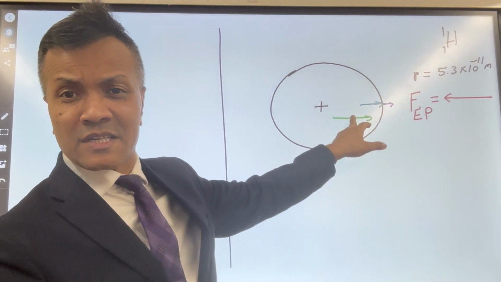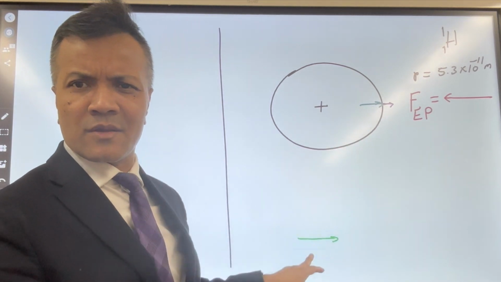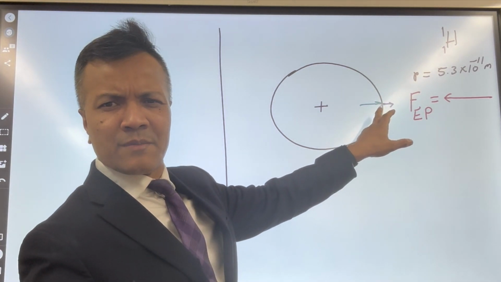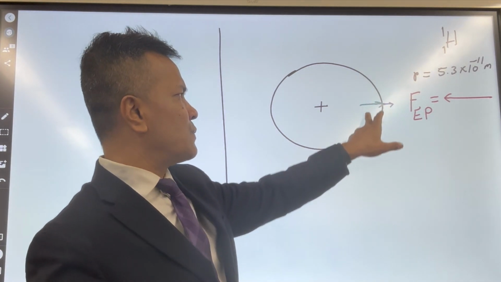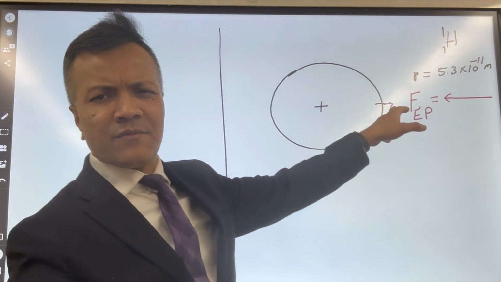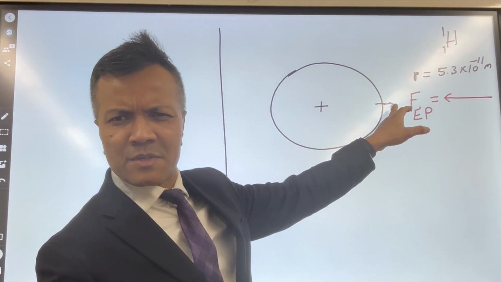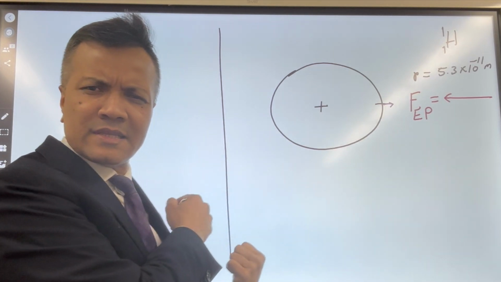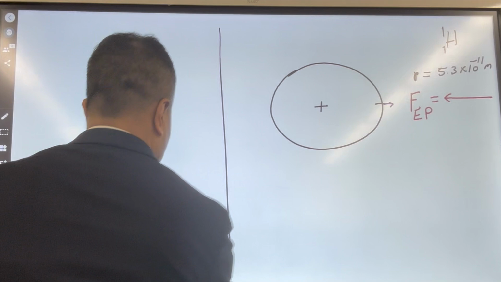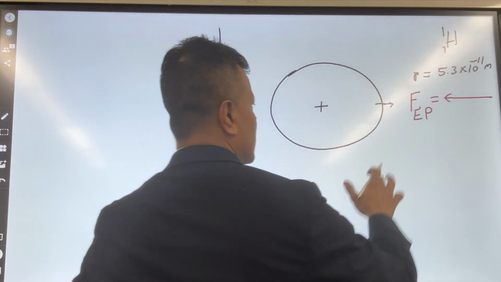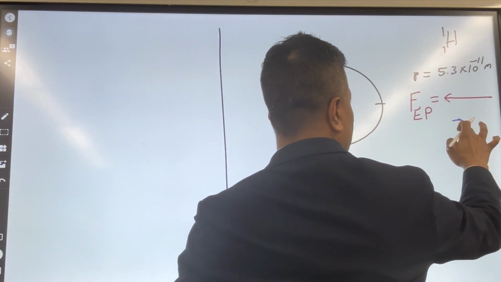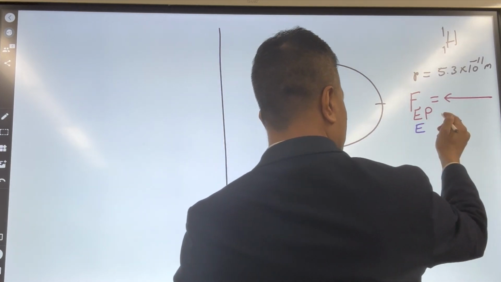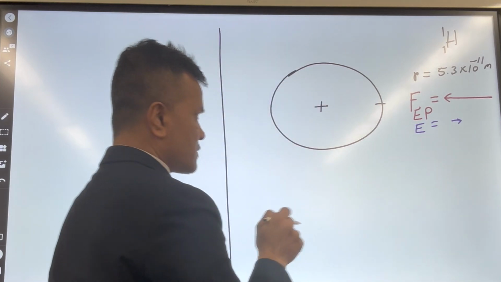Is this 5.3 times 10 raised to -11 meter away? No, this is 0 meter away from the nucleus. Is this 5.3 times 10 raised to -11 meter away? No. Is this exactly 5.3 times 10 raised to -11 meter away? It is. So we are finding that one, not these two. Good. So this we're going to call the field. We're going to find the size of this.